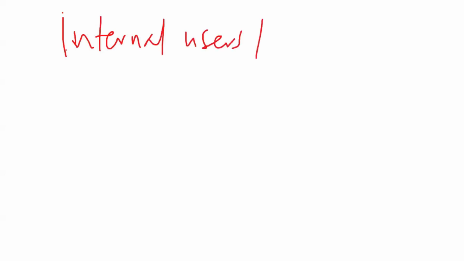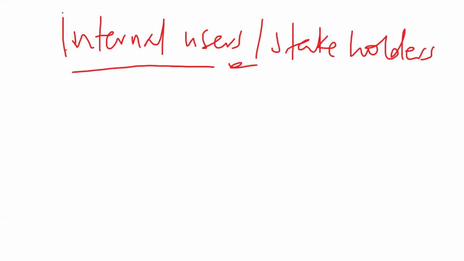Internal users or stakeholders. So even when they give you a question, make sure you first give out the internal users, then you can put 2 or 3 of the external. So we need to clarify and give the internals and the externals.